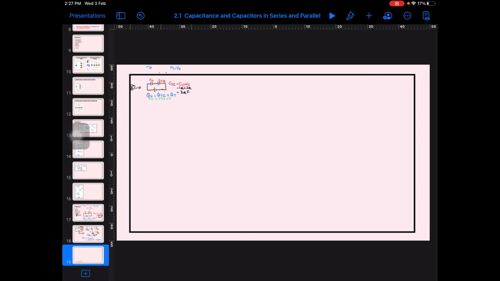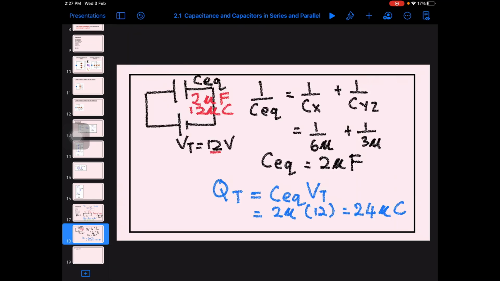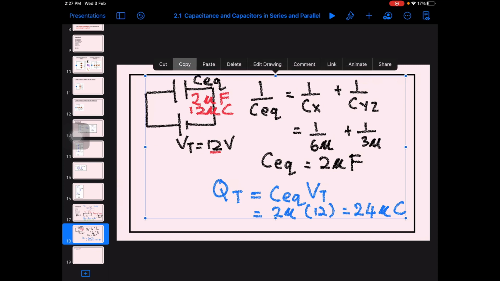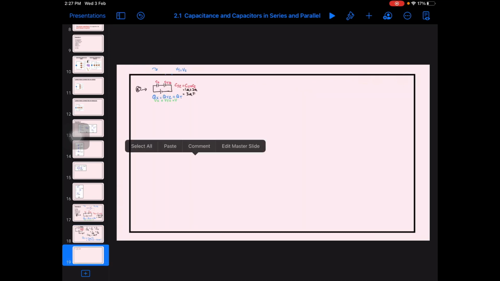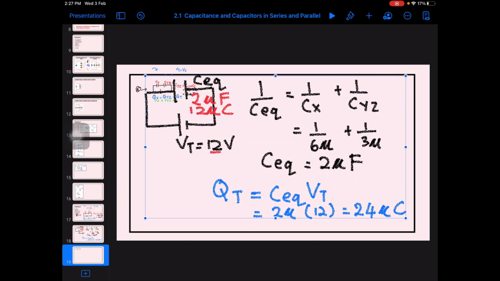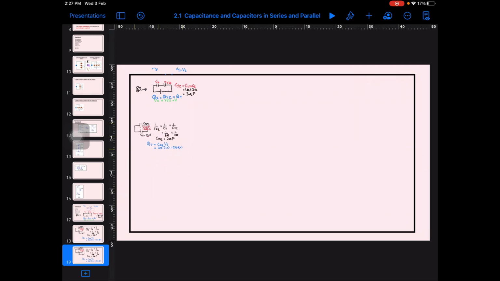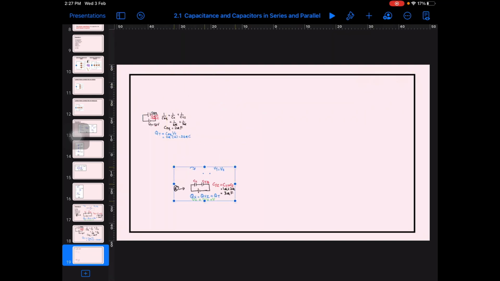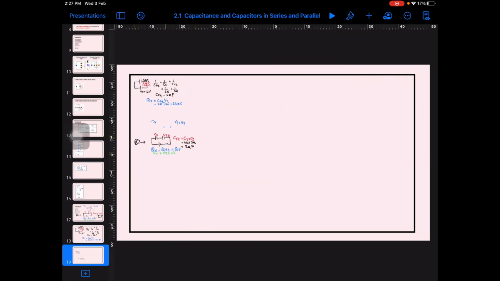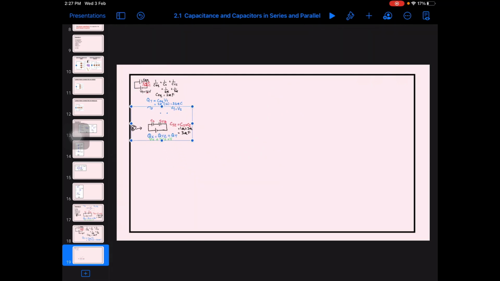So saya ambil sikit sajalah. Yang ni je lah kan. CX, CY and CZ. And kita ada yang ni tadi. Kita dah cari dia punya equivalent. Okay, this is the equivalent. So we already found out that QX equals to QYZ equals to Q total.